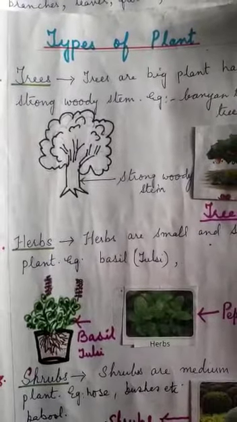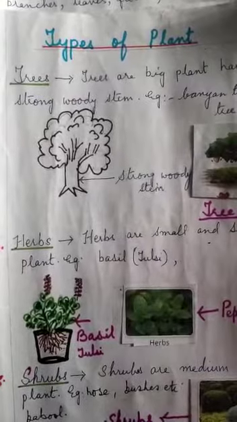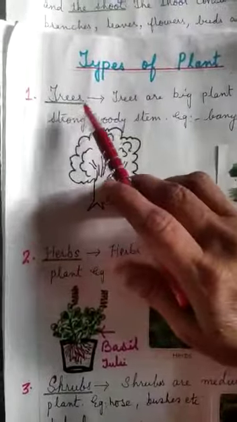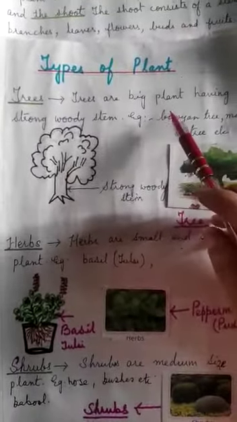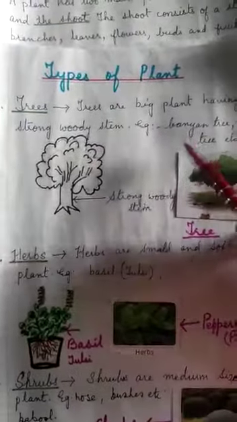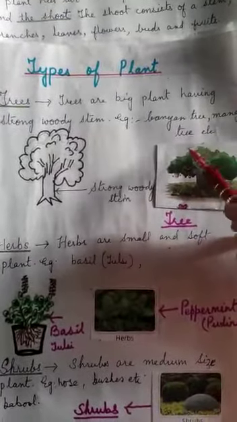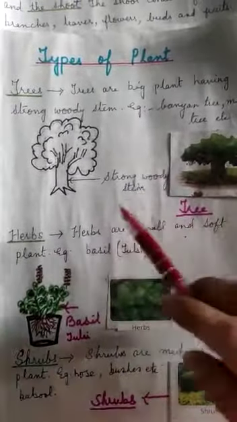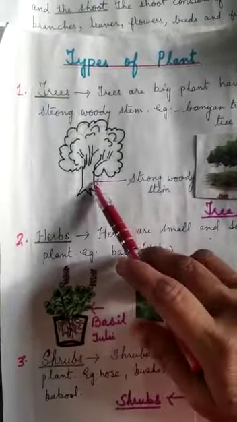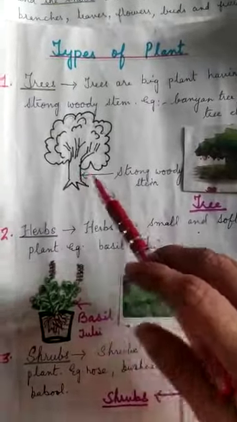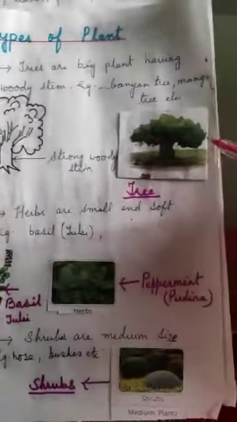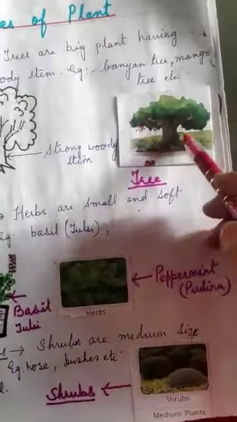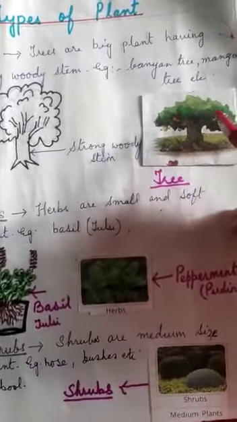Now here I am going to show you a few examples and definitions with the help of a few pictures. So let's start types of plants. The first type of plant is tree. Trees are big plants having a strong woody stem, like banyan tree, mango tree, peepal tree. I think you must have seen the picture of these types of trees. Here you can see the picture. This is the strong woody stem, a thick stem, and the huge branches. Here is another example of trees, you can see how the stem is a strong woody stem and the big tree.